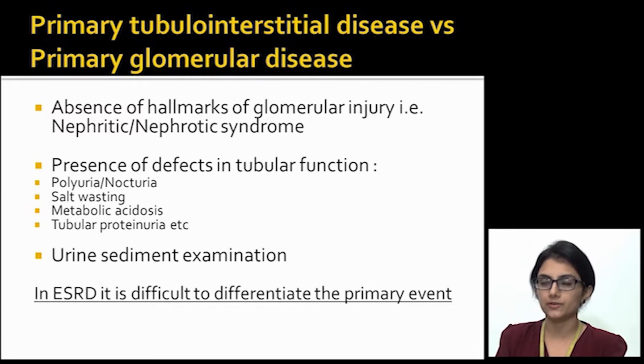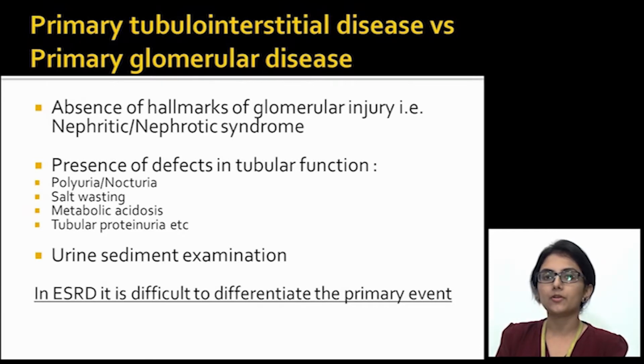And they look for certain features. For example, absence of nephritic or nephrotic syndrome, which is a hallmark of glomerular injury. Presence of defects in tubular function in the form of polyuria, nocturia, salt wasting, metabolic acidosis. Or if there is some proteinuria which is really mild, 1+ on the dipstick, less than 1 gram on 24-hour urine protein examination, suggestive of tubular proteinuria. So these are the initial clinical findings which help in differentiating primary glomerular versus tubulointerstitial.